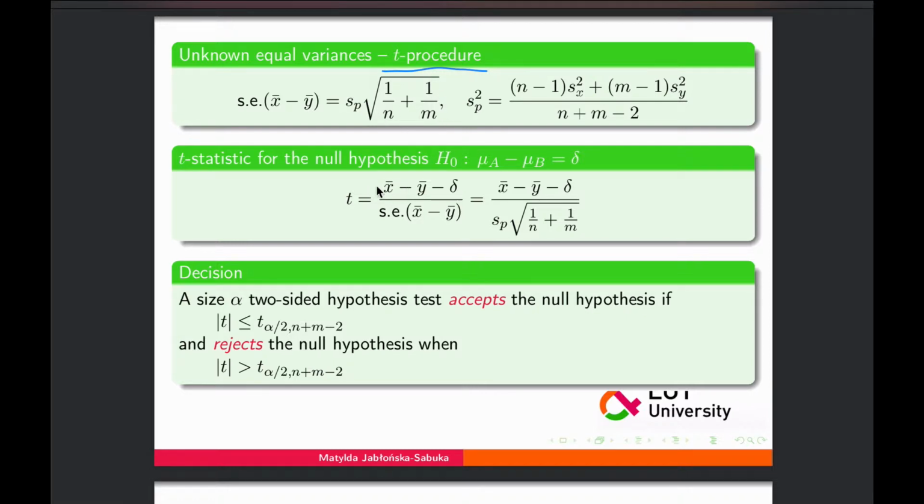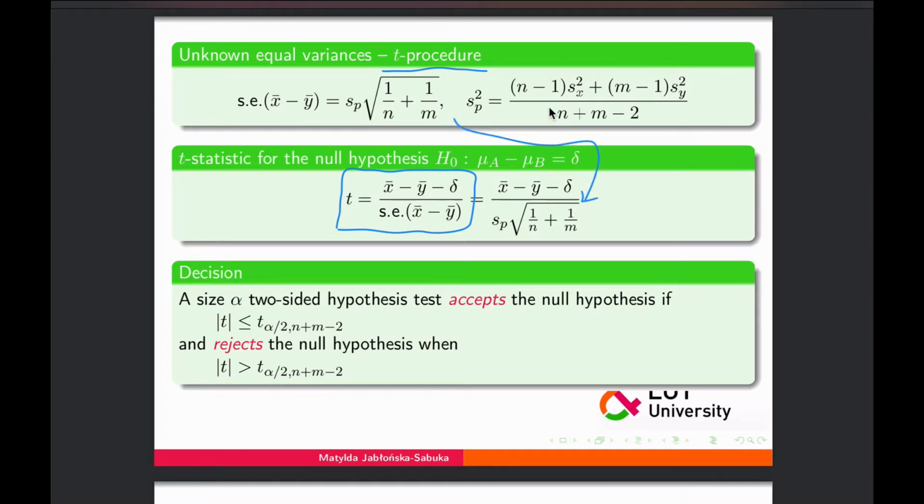Then the t-statistic by the general formula is the same as in the previous case. So we are just dividing the difference between the sample means with the theoretical delta. We divide that by the standard error. It's just that the formula for standard error now is different, so the final formula looks a little bit different than in the previous case.